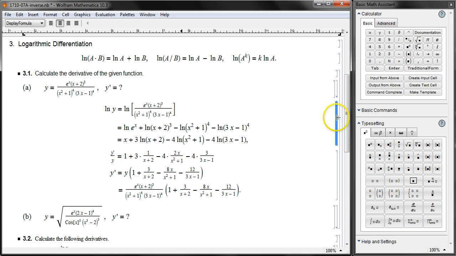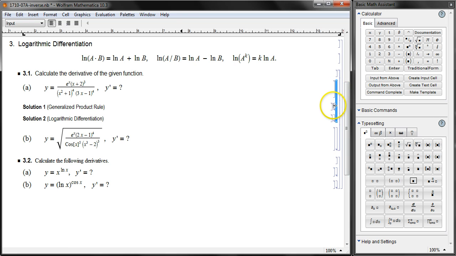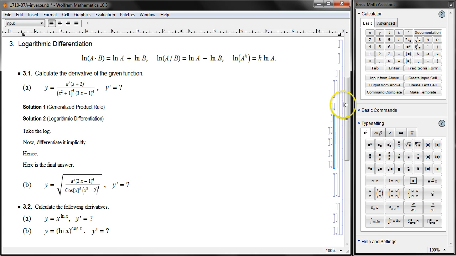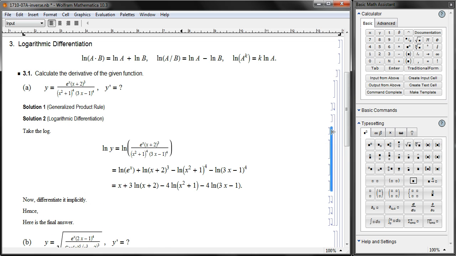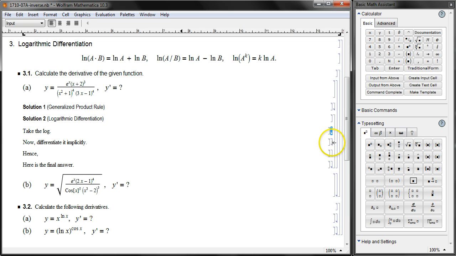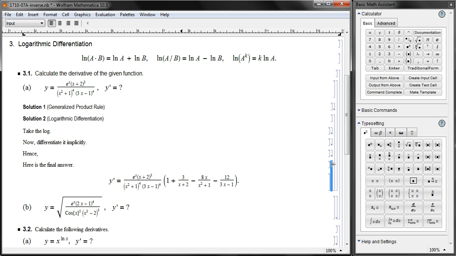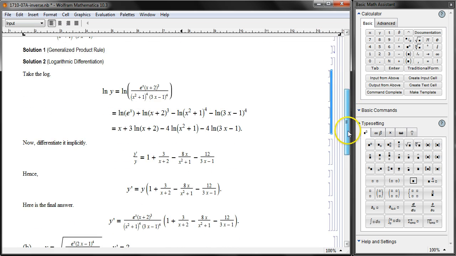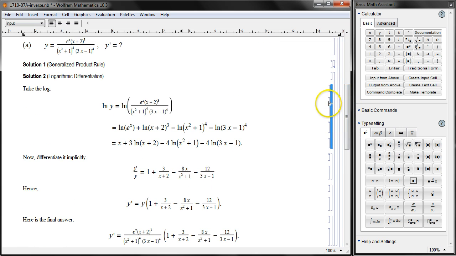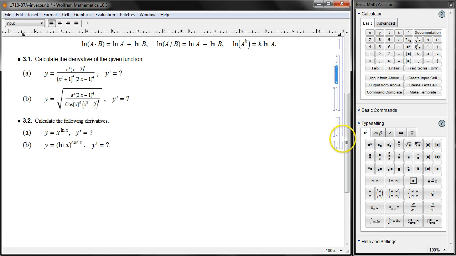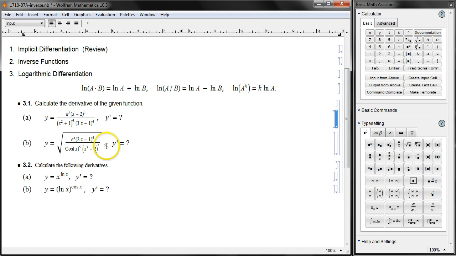No, let me change my mind. Let's do it. By the way, if you open it up, we have the solution here. Take the log, simplify, differentiate implicitly, and then flip this denominator y to the other side, and then a final answer. It's all here. Let's do this.